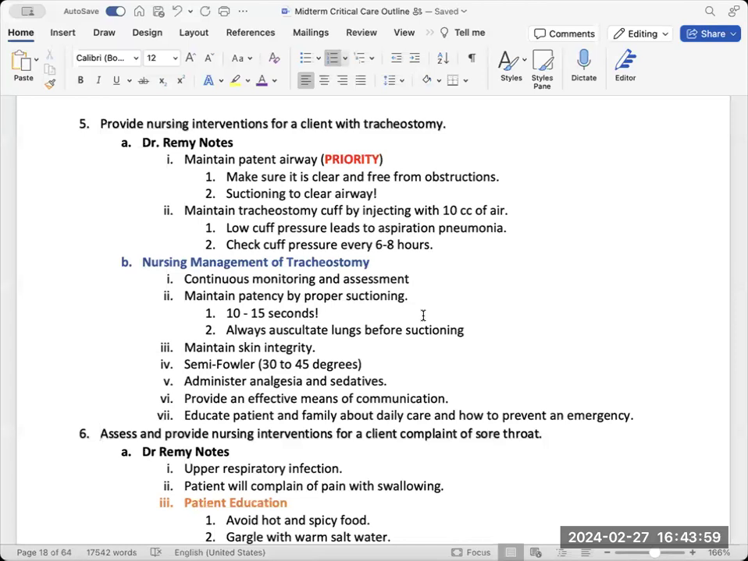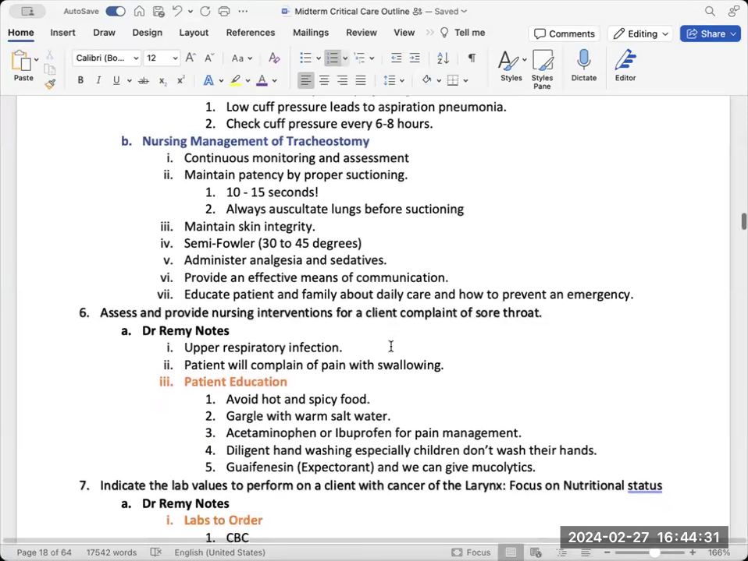And if it has less than that, they're at risk for aspiration pneumonia, right? And if it's higher than that, it could actually cause tracheal bleeding and ischemia. It could cause problems and damage to the trachea. So we need to make sure that the cuff is inflated, to emphasize that if it does not have the 10 cc, if it's less than that, it can cause aspiration pneumonia. But our priority is to maintain a patent airway.